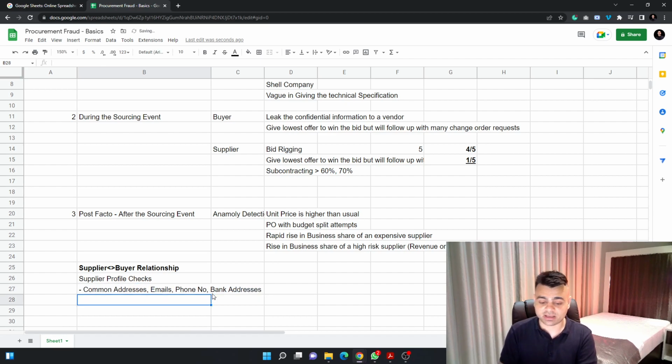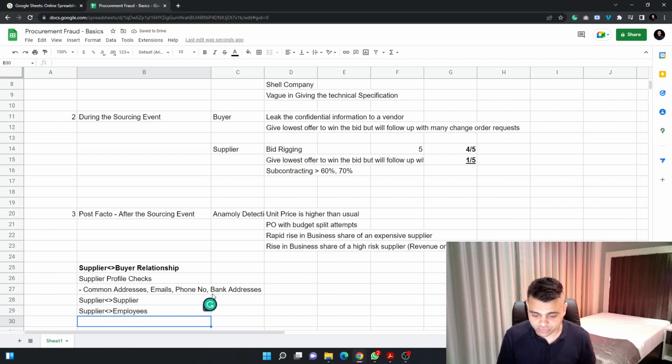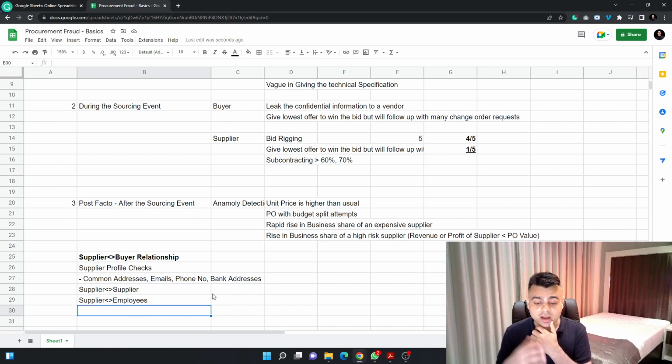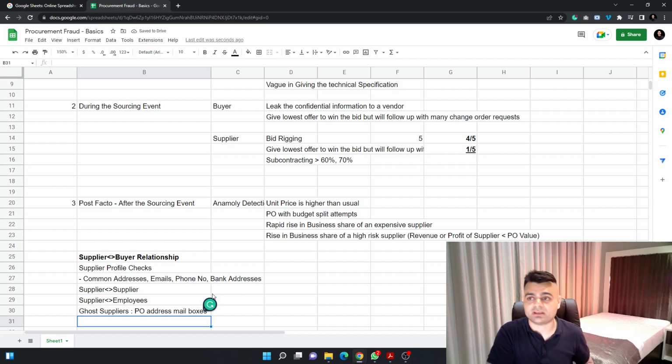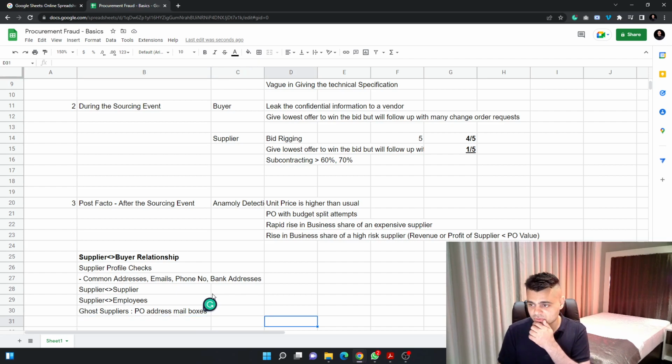And I'm not just checking suppliers. Of course, I'm checking this supplier, I'm also cross-referencing this data, supplier and employees. I hope you get the idea. And I'm also looking for ghost suppliers or shell companies where the PO addresses are just mailboxes. I can't ping their websites, the email addresses are Gmail addresses, etc. So this for me is the supplier buyer relationship aspect.